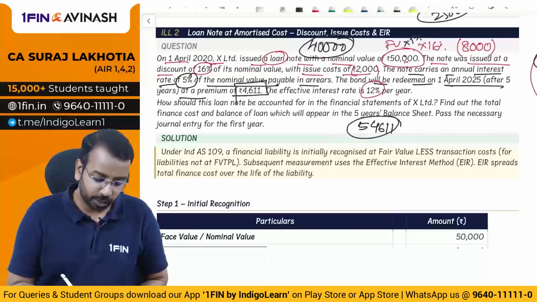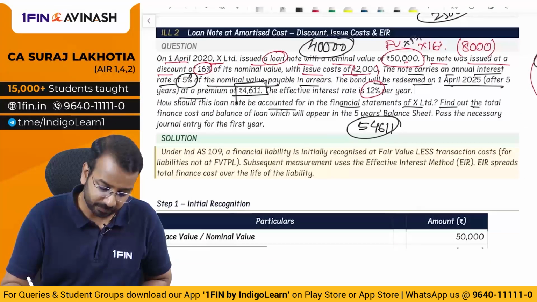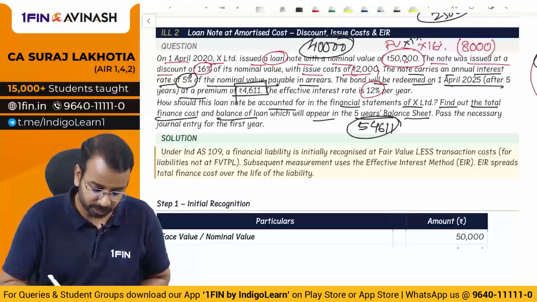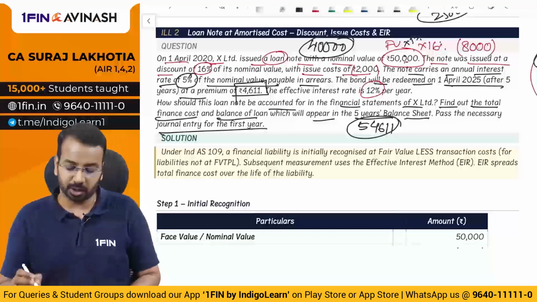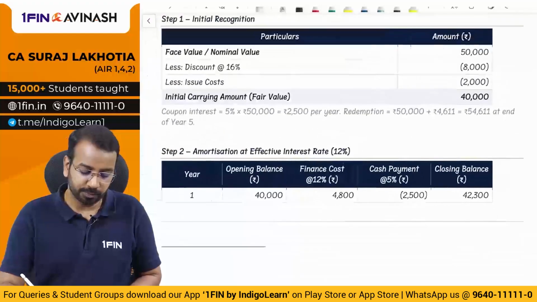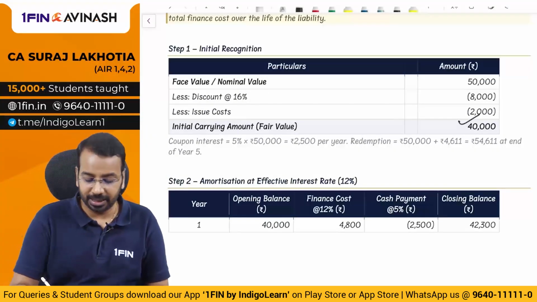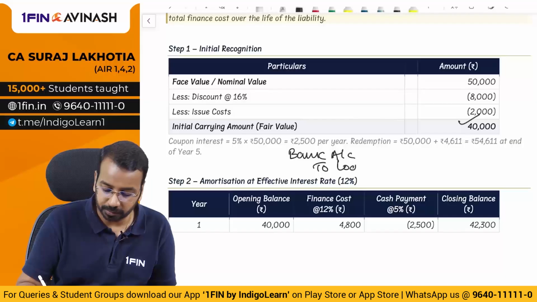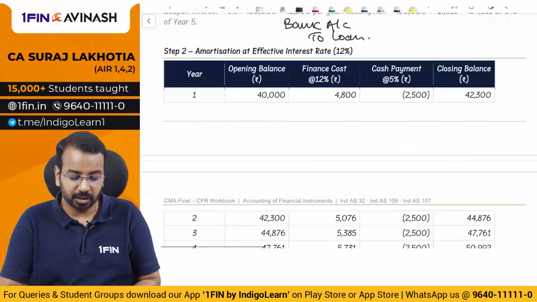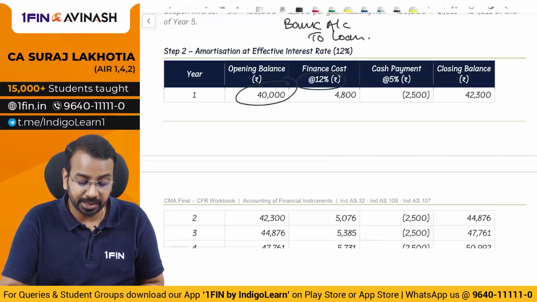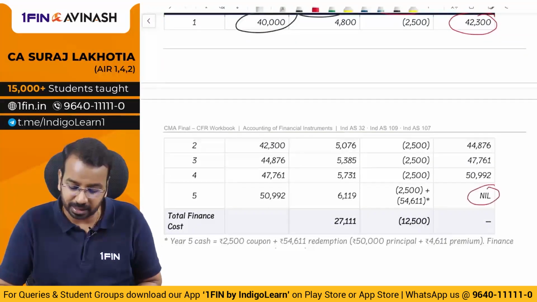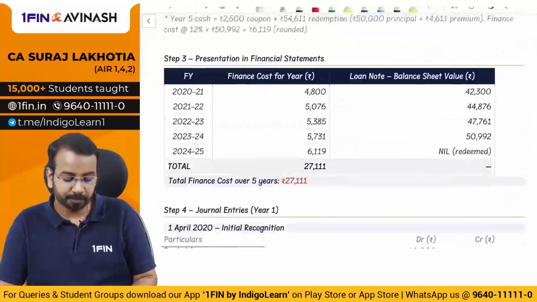Okay. How should this loan be accounted in the financial statement? Find out the total finance cost and the balance of loan which will appear in the 5 years balance sheet. Pass necessary journal entry in the first year. So, net value is 40,000. So, first year you will pass the entry for bank account to loan account by 40,000. Then with 40,000 every year 12% and 5% payment, closing balance you will calculate like that. At the end you will get nil as the closing balance.